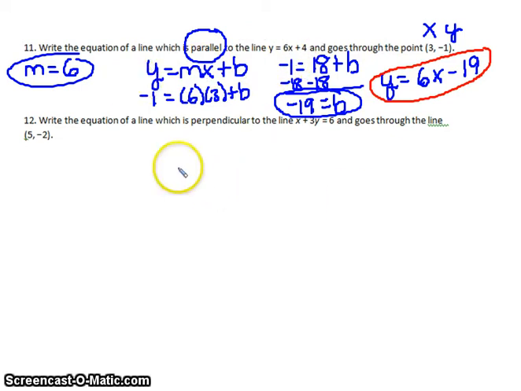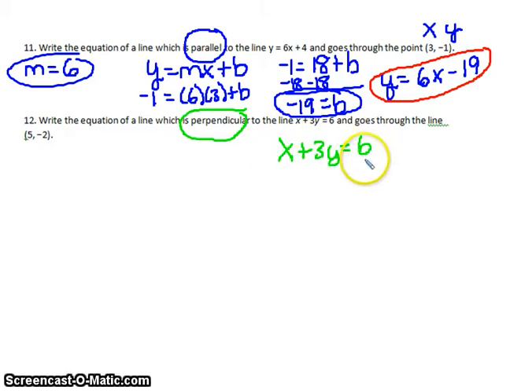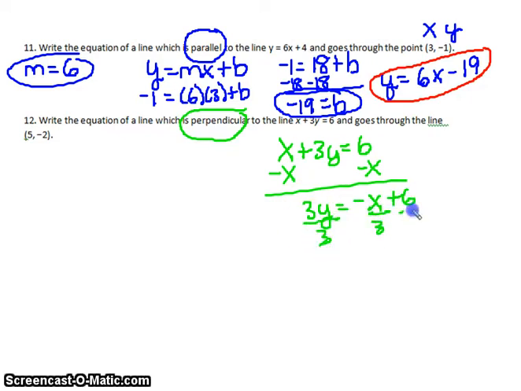For number 12, this one's a review too. My magic word is perpendicular, but this one's not as easy. I have x plus 3y equals 6, and I can't do anything until I find this slope. I have to subtract x and get 3y equals negative x plus 6 and divide by 3. I'm going to end up with y equals negative 1/3 x plus 2. You could write it as negative x over 3 or negative 1/3 x.